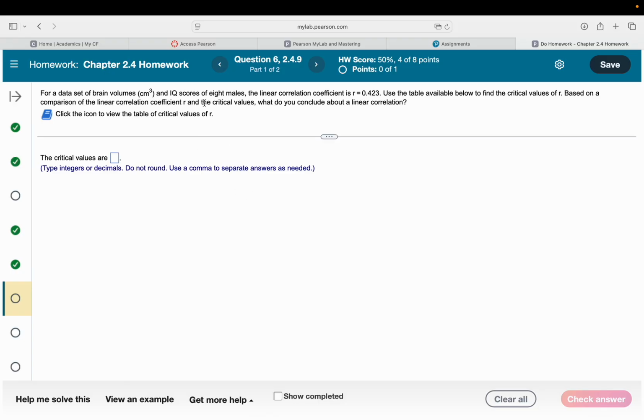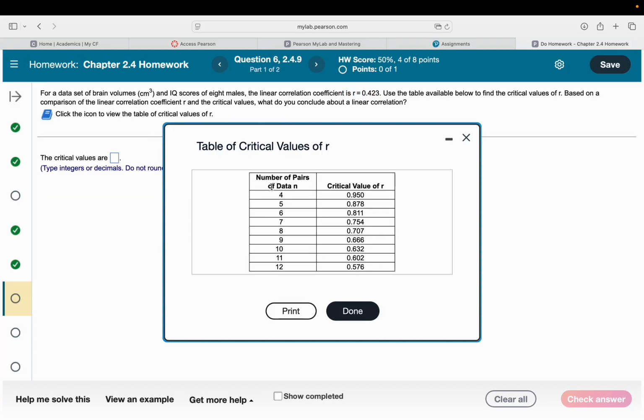Now, from there, it says, okay, we have a correlation coefficient of 0.423. It's looking somewhat positive. But also, there's only 8 males here, so that's not a lot of data to go off of. So even though there's not a lot of data, because I'm showing some positive trend here, is that enough to conclude that maybe brain volume and IQ scores are correlated somehow? Well, that's where we then open up this chart.